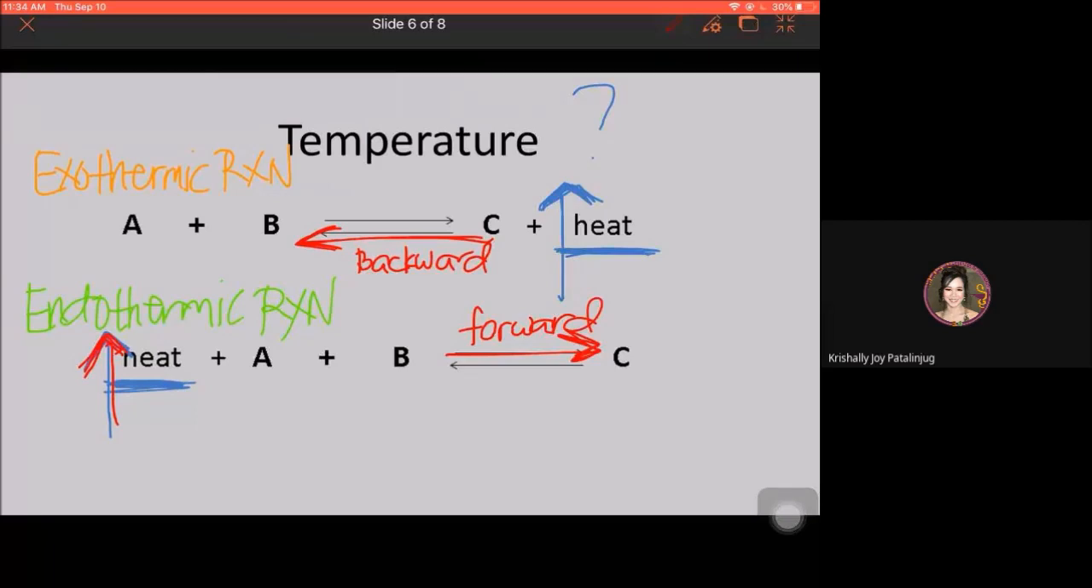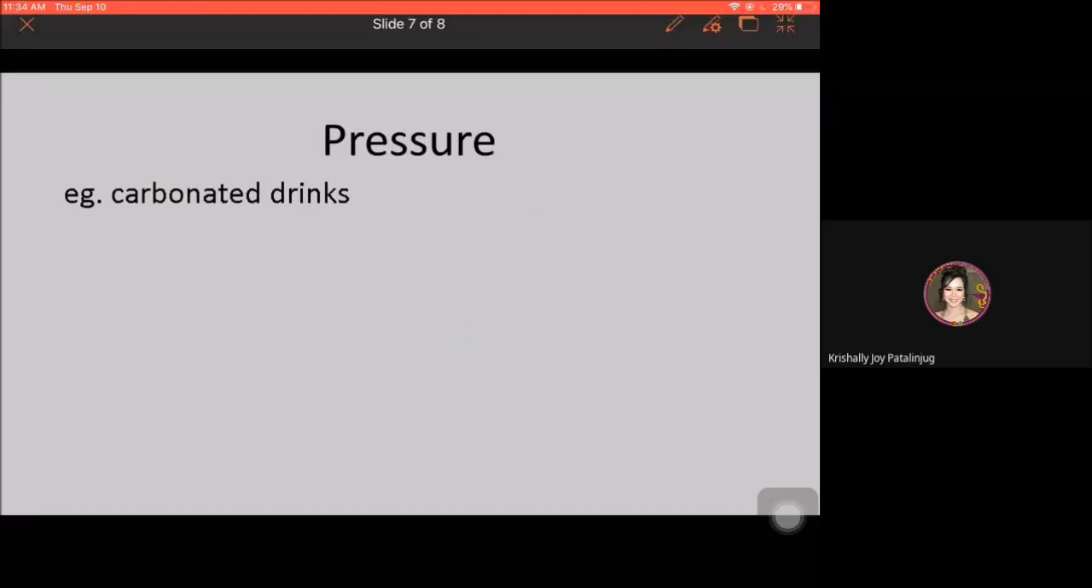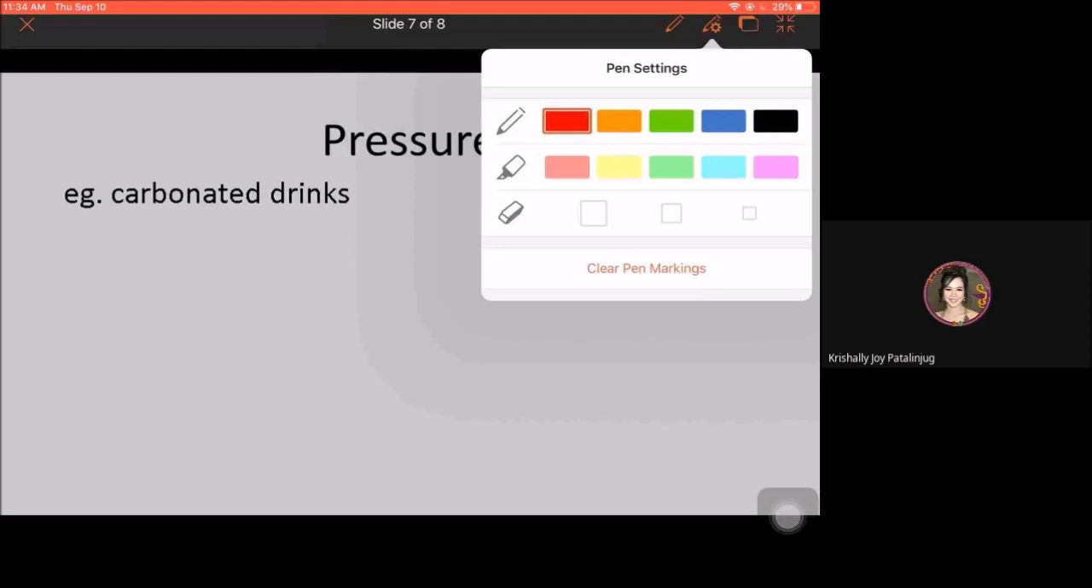Let's have pressure naman. So, pressure. Grabe na. Grabe yung mga inaaral natin. Stress, tapos pressure. Okay? So, ito naman ha, related lang to sa chemical kinetics, sa chemical reaction. Okay? So, pressure is another factor that can affect a system at equilibrium. Usually, pag sinabing pressure, applicable siya to gaseous. Okay?